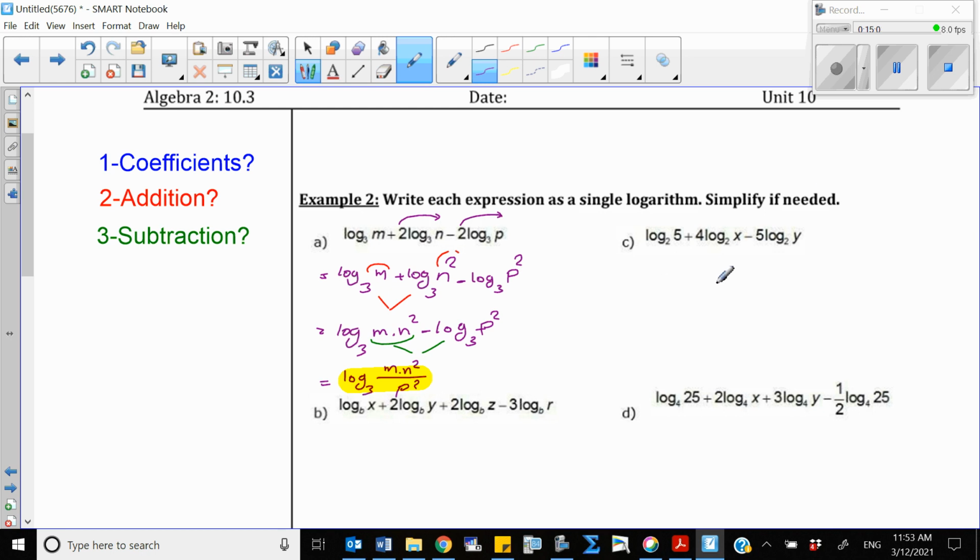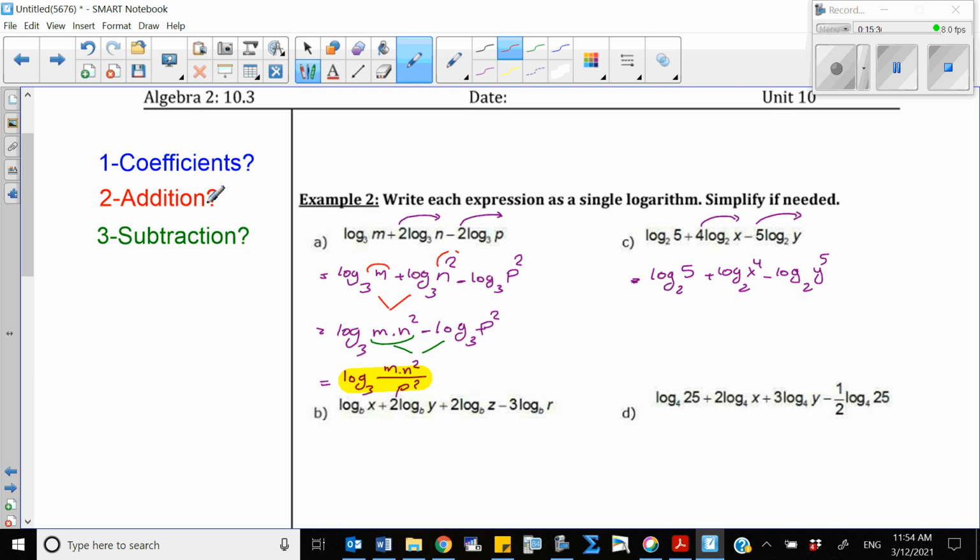Okay, let's work on the next one. Again, first step, do I have coefficients? Yes. So move them to the power. So it will be log base 2 of 5 plus log base 2 of x to the 4 minus log base 2 of y to the 5. So once again, notice I'm just moving the 5. I'm not going to touch the negative. I'm going to work on the negative later.